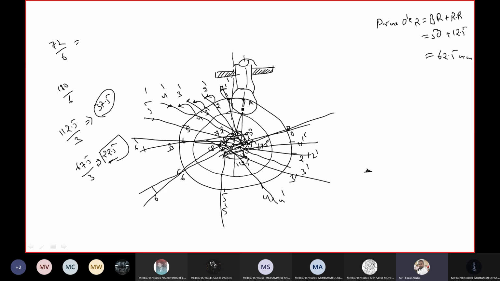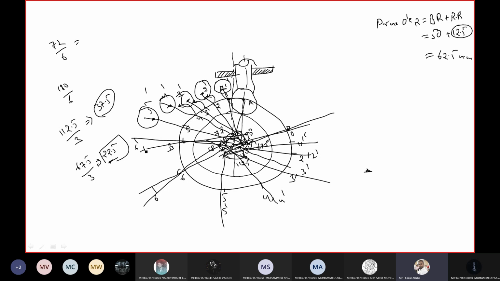Sorry, before joining the points, the follower is a roller. So here is 1 dash, 1 dash has a center. Measure the radius of the roller, 12.5, and draw one circle. Here 2 dash is a center, draw another circle. 3 dash is a center, draw another circle. 4 dash is a center, draw another circle. 5 dash is a center, draw another circle. For all circles, the radius is 12.5.